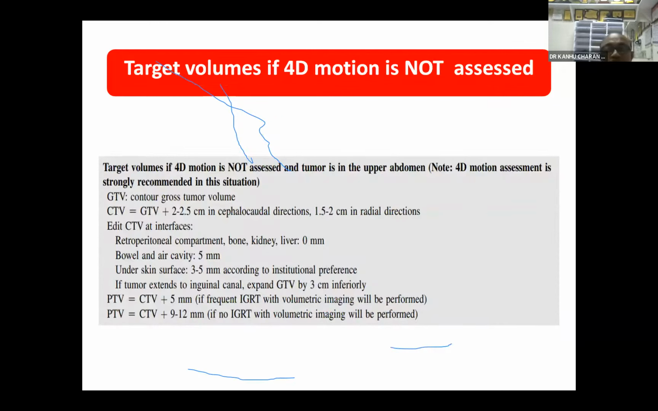There are two things. If your motion management system is there, and you are treating retroperitoneal sarcoma with 4D motion, you can give less margin. If 4D motion is not accessed, you have to give 2 to 2.5 centimeters craniocaudal and 1.5 to 2 centimeter radial direction. And for PTV, if no IGRT, 1 to 1.5 centimeter; if IGRT, 0.5 centimeter.